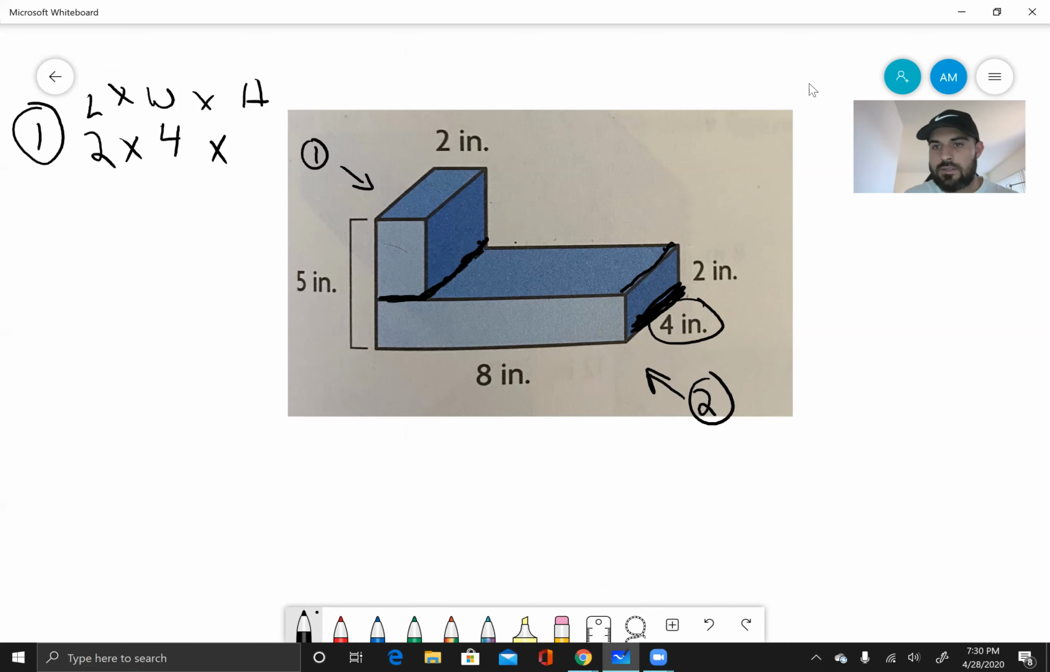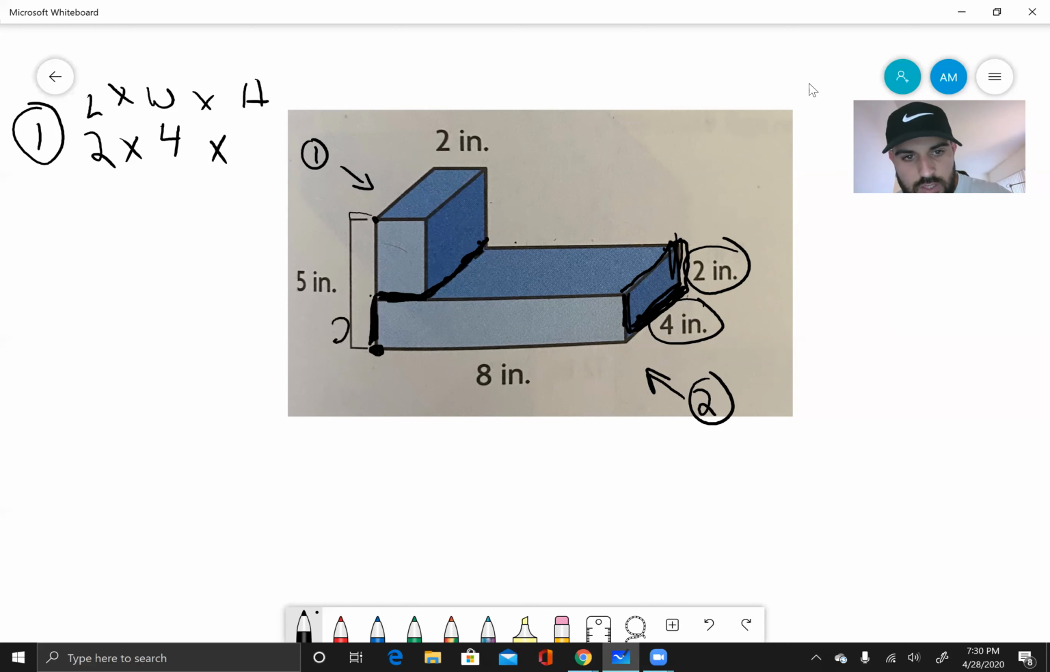Now, how about the height? I see height here, okay? I know from this corner to this corner is 5 inches. Now, I can't multiply by 5 because notice how I cut it at a certain measurement. That would need you, the student, to notice that I have a height right here of 2 inches. So I have a height of 2 inches here, 2 inches, 2 inches.